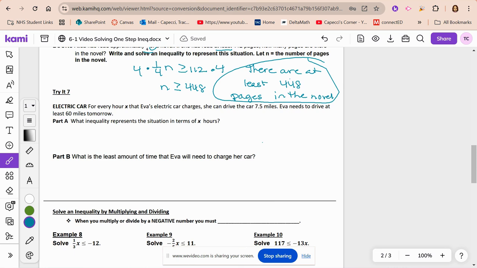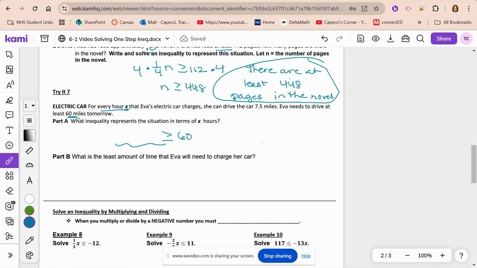For every hour x, so x stands for every hour, that Eva's electric car charges, she can drive the car for 7.5 miles. Okay? Eva needs to drive at least 60 miles tomorrow. All right, so in this one, I like to say, what's your end game there? She has to drive at least 60 miles tomorrow. So whatever's going on here has to be greater than or equal to 60.